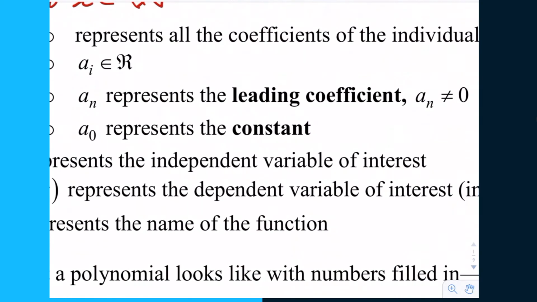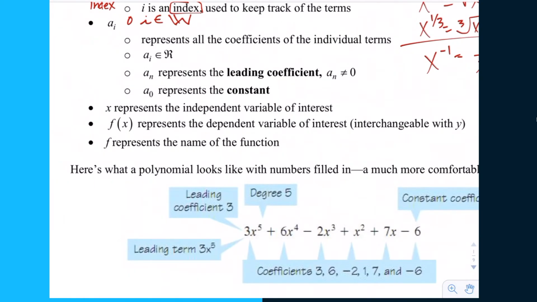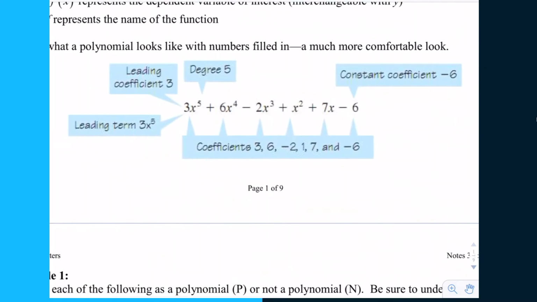So a sub n is the leading coefficient, and a sub 0, the one with the x to the 0 that's not there, is the constant. X is your independent variable, f of x is your dependent variable, and remember f itself is the name of the function. So you can just refer to it as f, or f of x. Got it? So here's what a polynomial looks like with the numbers plugged in.